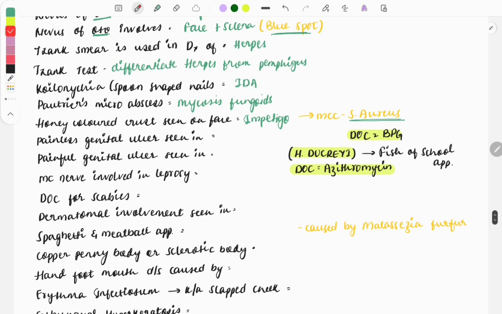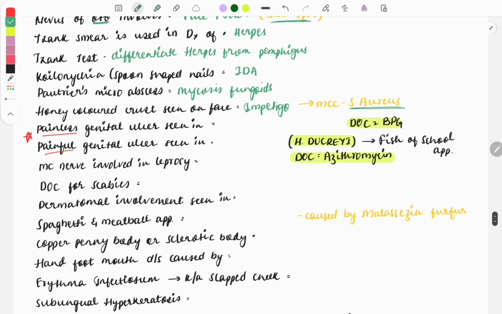Then moving on, the genital ulcers. These genital ulcers, the painless and painful conditions, are very, very important. Every year at least one question related to this comes. A must topic. Please note that you should do these topics. Okay, so we will see painless genital ulcers seen in syphilis, which is also called chancre, and the drug of choice is benzathine penicillin G.